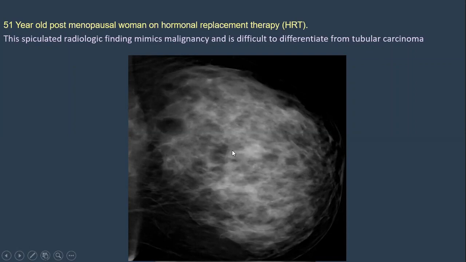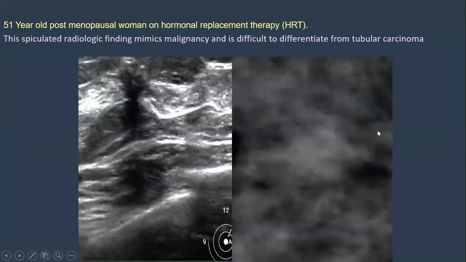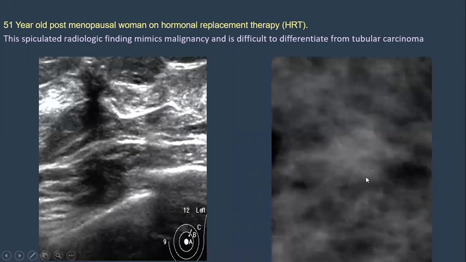This is a spiculated focal area of architectural distortion. There is central lucency, you will see it here. These are associated with asymmetry and spicules, but the central area is relatively low density. And this is the lesion on ultrasound. So what is next? Biopsy.